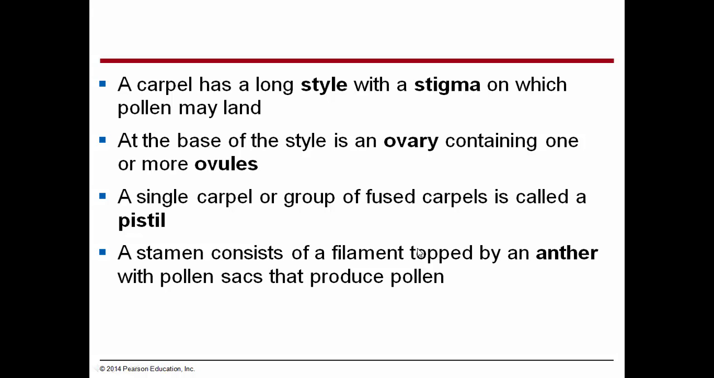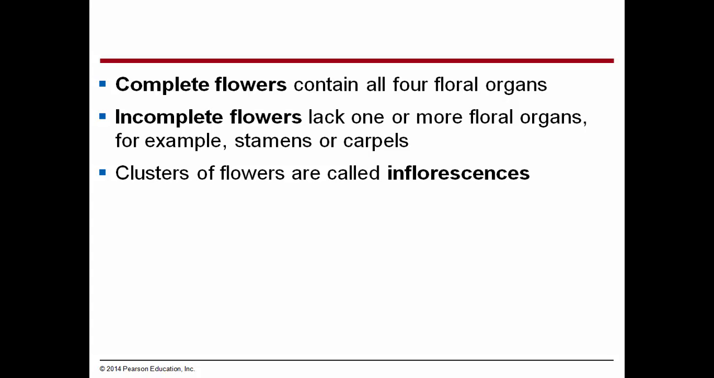A carpel has a long style with a stigma on which pollen may land. At the base of the style is an ovary containing 1 or more ovules. A single carpel or group of fused carpels is called a pistil. A stamen consists of a filament topped by an anther with pollen sacs that produce pollen. Complete flowers contain all 4 floral organs. Incomplete flowers lack 1 or more floral organs, for example, stamens or carpels. Clusters of flowers are called inflorescence.